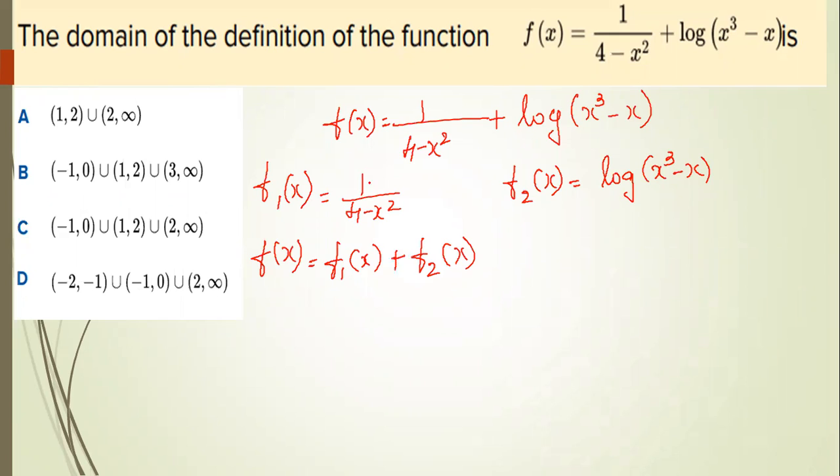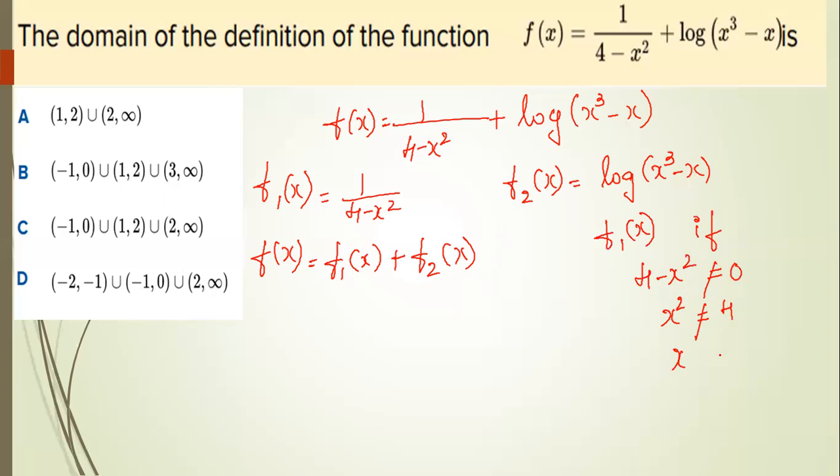Okay, when is the function f1 defined? If the denominator is not 0, correct? Because you have it in the rational form, p by q form. A rational function is defined if the denominator is not equal to 0. So f1 of x is defined if the denominator, 4 minus x square, is not equal to 0. So 4 minus x square should not be equal to 0, which means x square should not be equal to 4.